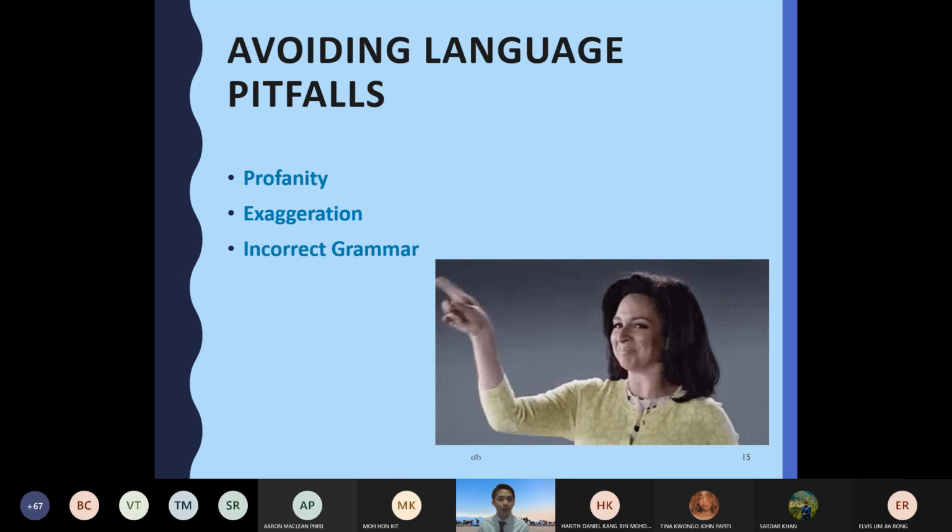Okay, and the next thing that we should try to avoid is exaggeration. Exaggeration is saying something in a dramatic way, way more dramatic than it actually is.